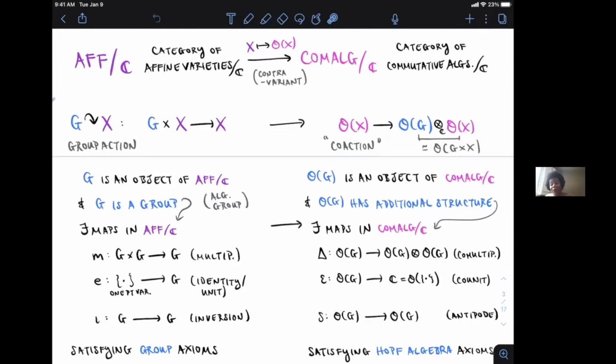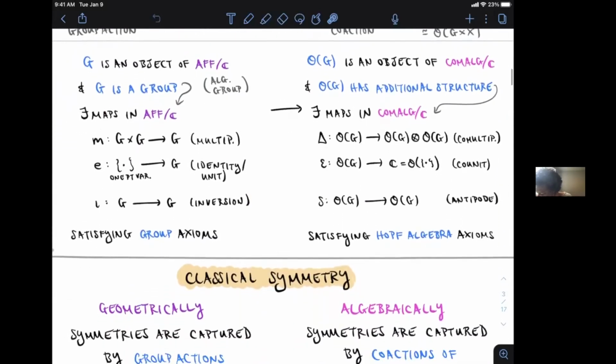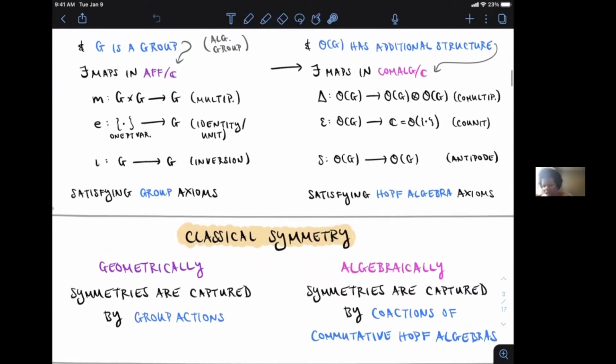Now I'm going to define what a Hopf algebra is very formally, but I just wanted you to see how it naturally arises. So the upshot is that classical symmetry, at least, is captured geometrically by looking at group actions. Algebraically, this is captured by taking co-actions of commutative Hopf algebras. All right, any questions?